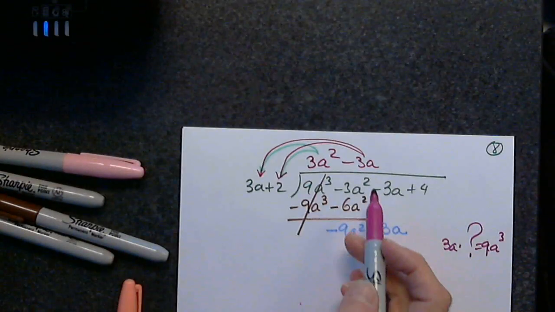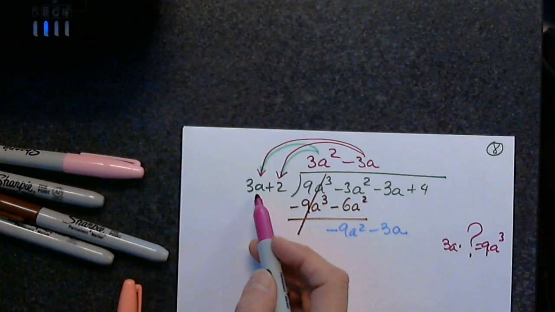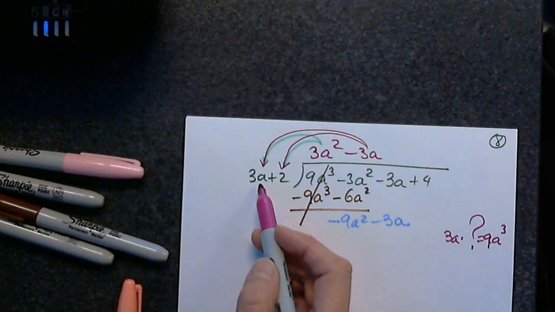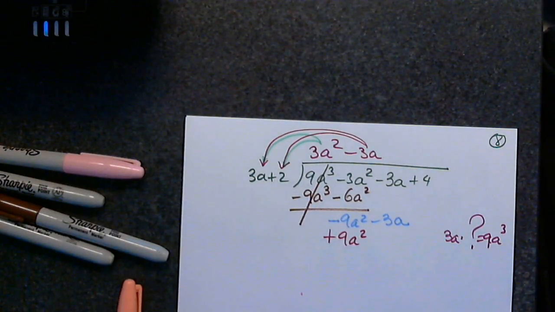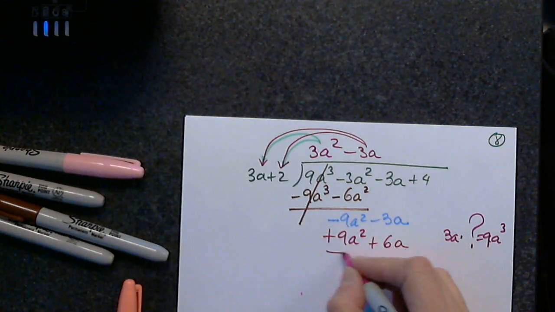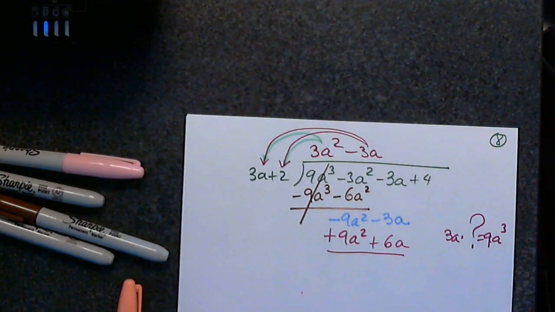Okay, negative 3a times 3a, negative 9a squared. But I have to change the sign before I write under like term. Negative 3a times positive 2, negative 6a. But I have to change the sign before I write it. At the top, I don't lie. It has to be the correct quantity, the correct sign. But when I write underneath, I have to change to the opposite sign.